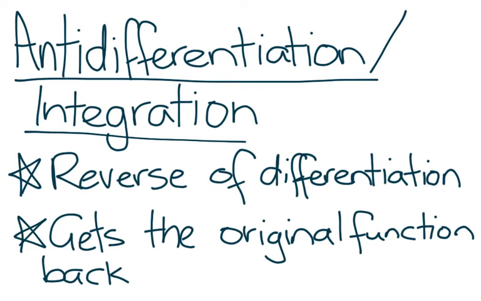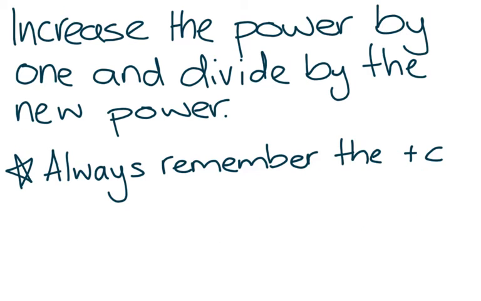This video is to do with antidifferentiation. So this is the next part of calculus. It's the reverse of differentiation, also known as integration. It gets the original function back. So we are given the gradient function and we then find the original function from that.